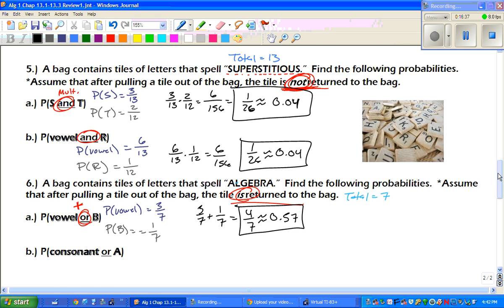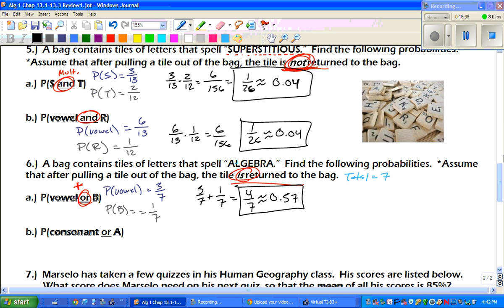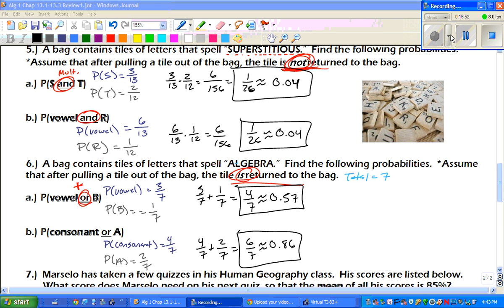Okay, B, you are all on your own. Consonants are not vowels, so everything else besides a vowel. Okay? Good luck. Okay, you should have gotten 0.86 as your probability.